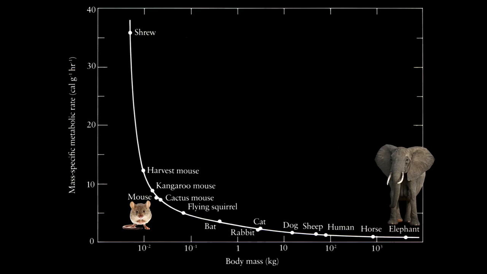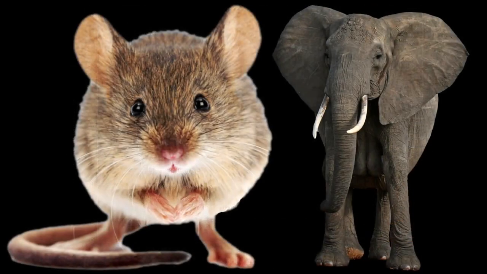A mouse must be constantly eating and will die of starvation in a matter of hours, while a large animal can last for long periods. An animal's proportions, the shape of its legs and its wings, for example, are conditioned by its size, and would be all wrong if that size were changed without an appropriate change in other proportions.